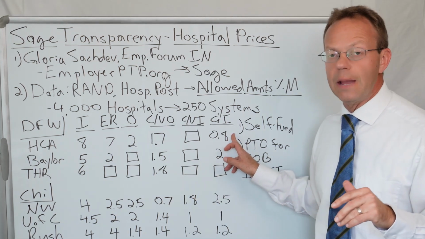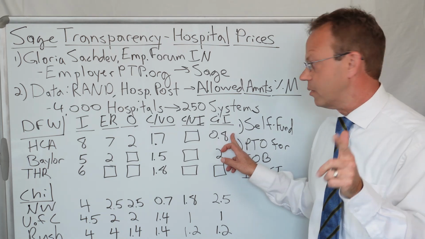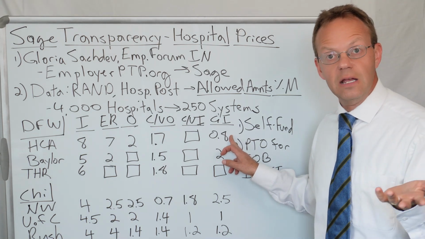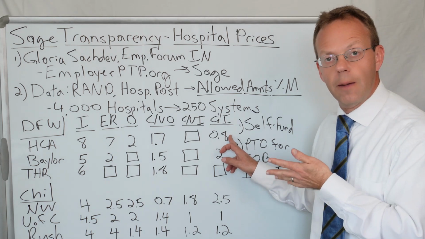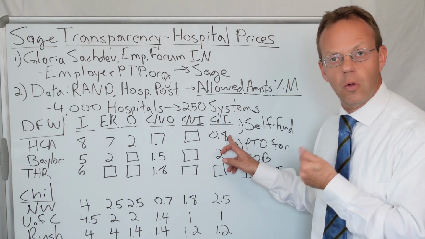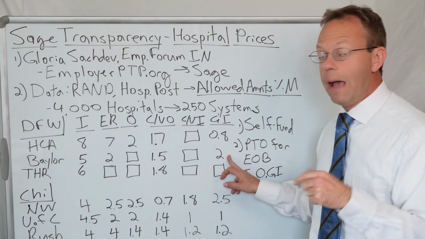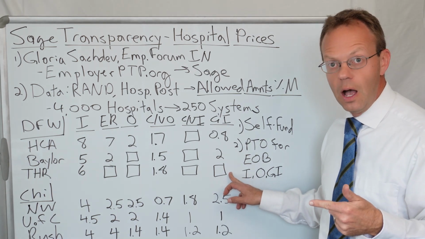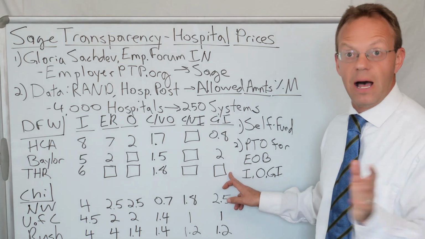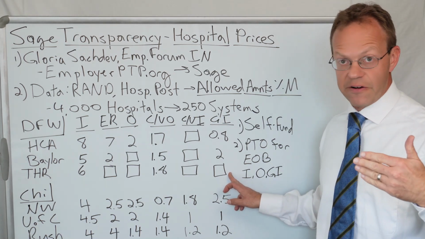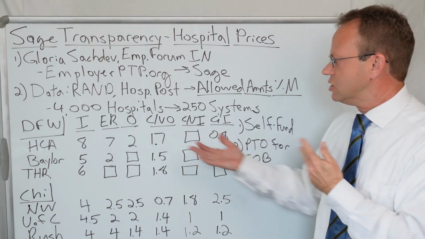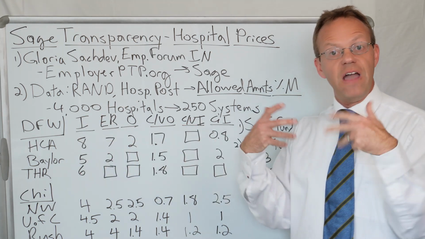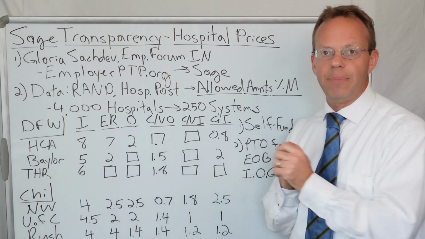Okay, next up, for GI procedures, so this is going to be colonoscopies and upper endoscopies. At HCA, it's actually a little less than what Medicare pays. Look at that. You're actually getting a good deal for your EGDs and your colonoscopies at HCA facilities. At Baylor, it's 2 times the Medicare rate, and at THR facilities, look, blank box, warning, it's likely very high because they didn't list it. Okay, so you can see here that in general, DFW has very high allowed amounts compared to Medicare.